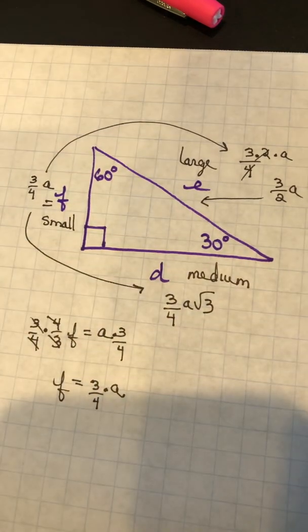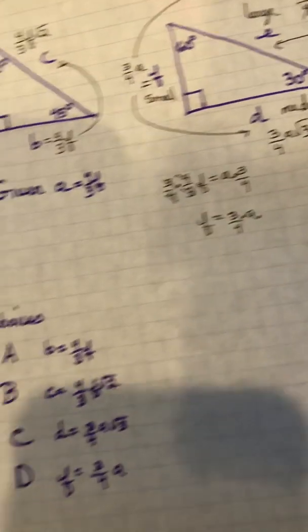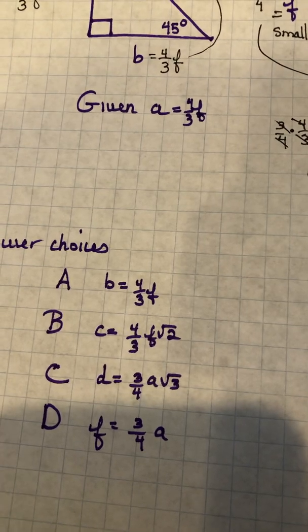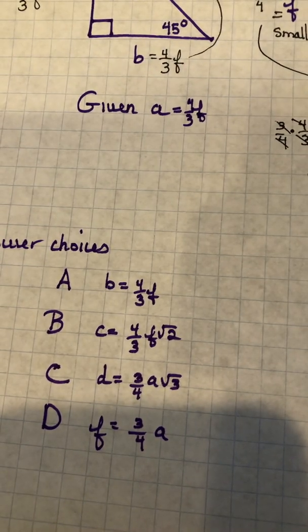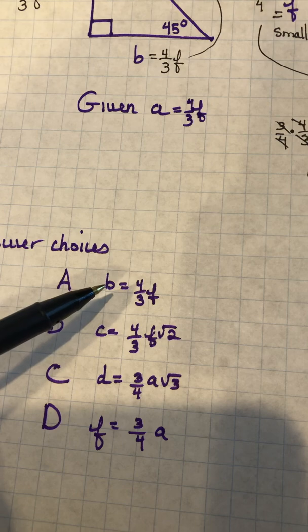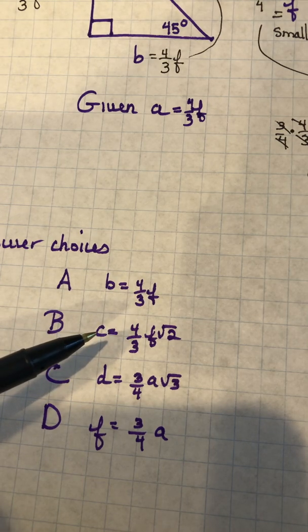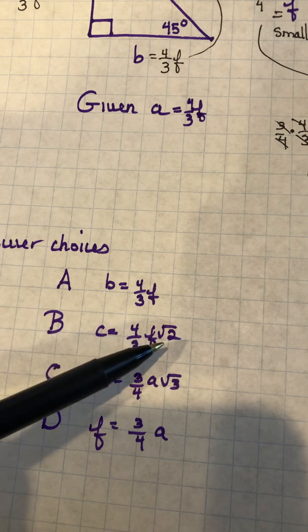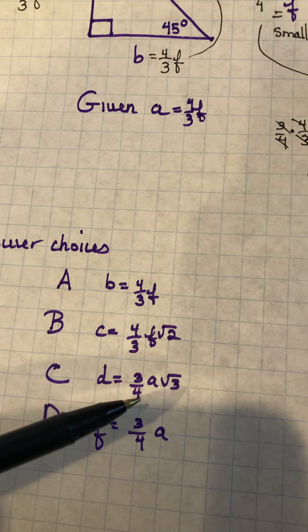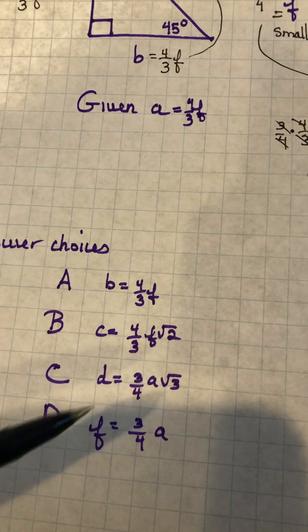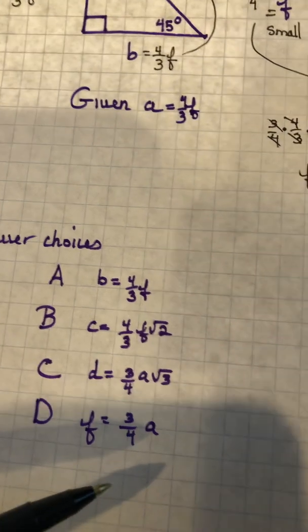Okay, now here are my answer choices. Well, it's not really what my answer choices are. It's really what each side is, right? So in the multiple choice, it asked me for B, but I know that B is 4/3 F. C, again, I'm filling in, that's 4/3 F root 2. D is 3/4 A root 3. Again, I'm just copying what I've already figured out up top. And F is 3/4 A.